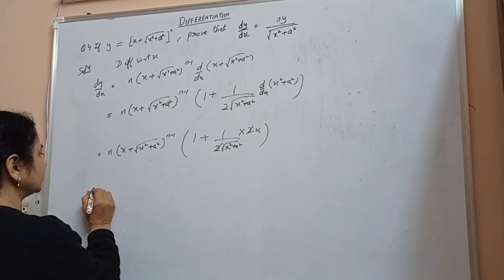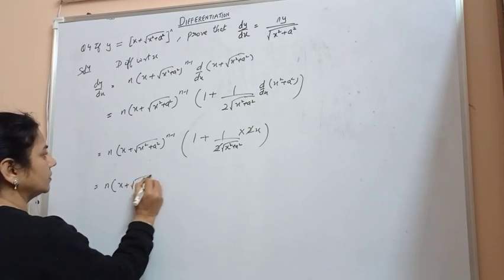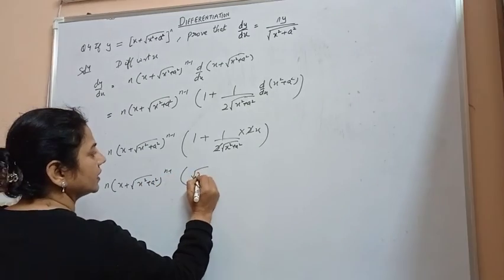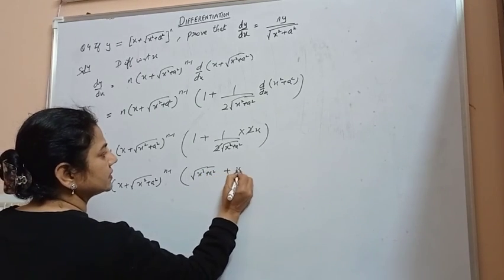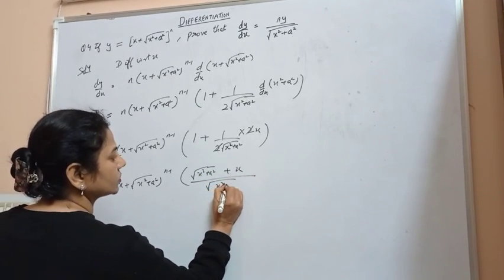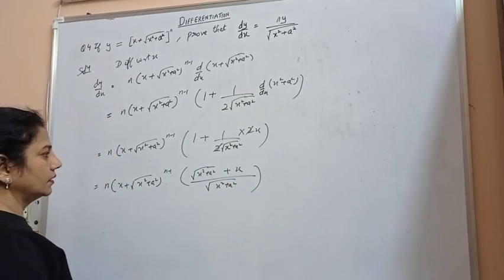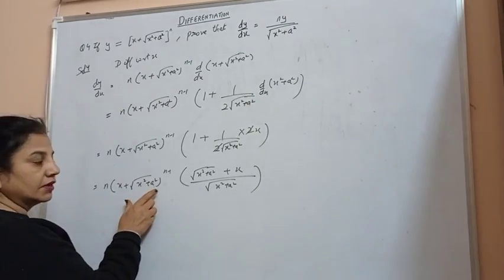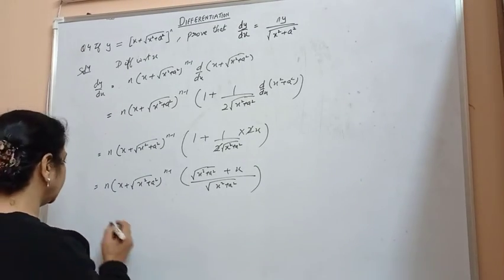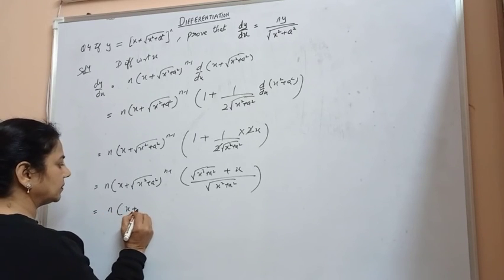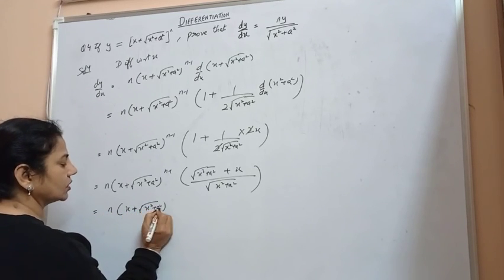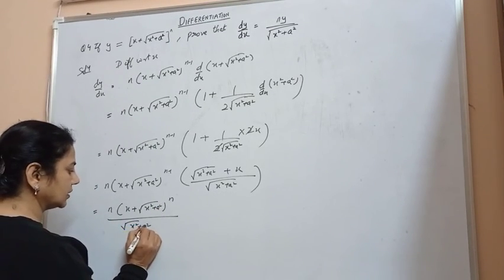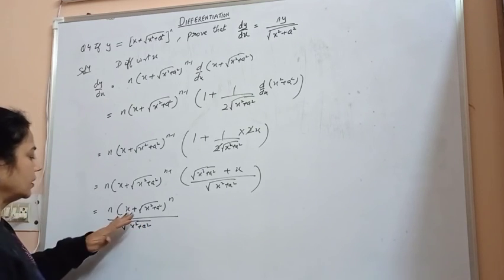Take the LCM in this case. n x plus under root x square plus a square to the power n minus 1. If you take the LCM, you will get x square plus a square plus x upon under root x square plus a square. See, under root x square plus a square plus x and x plus under root x square plus a square: bases are same, powers get added. I get n times x plus under root x square plus a square to the power n divided by under root x square plus a square. Now observe the question carefully.